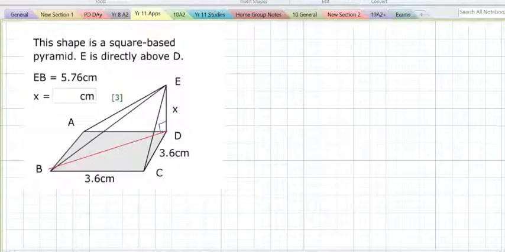So you did 3.6. That would be right if that line there was 5.76, because then you'd have 3.6 and 5.76. Problem is, that line isn't 5.76. Our 5.76 is EB. It's that line there. Yeah, but then what's the height? What's the base? Where did the 3.6 come from?